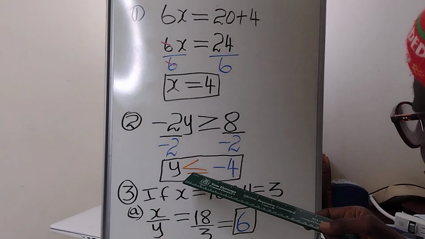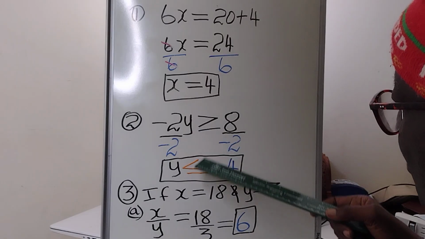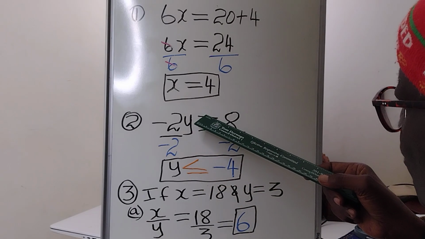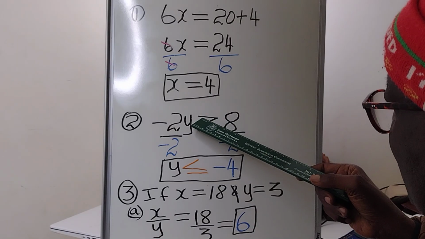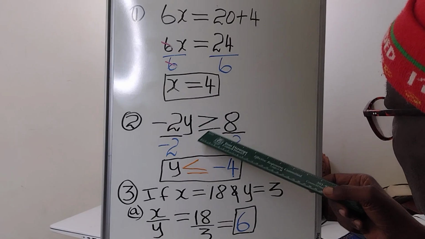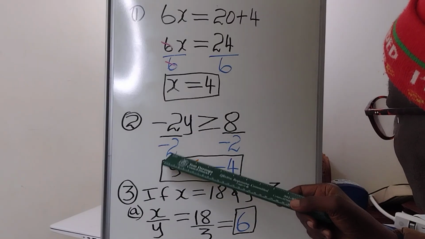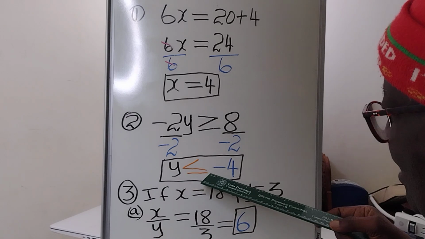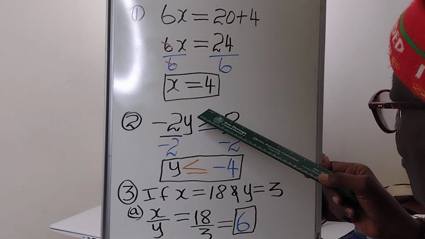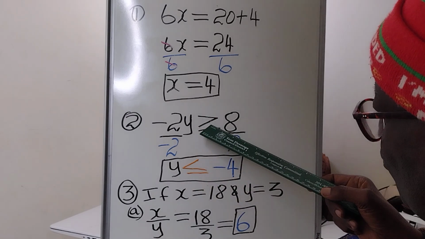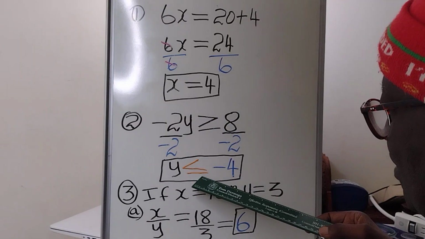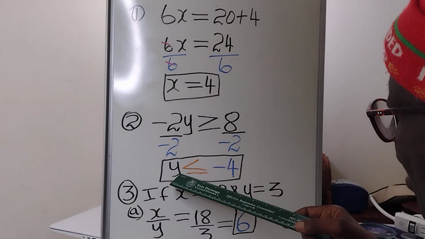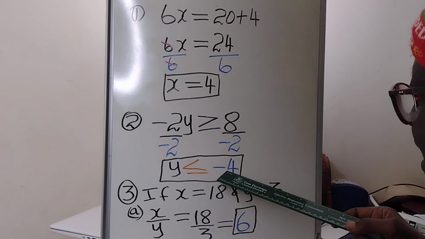Now, the most important thing we have to be very, very careful of is, take a look. We were having greater or equal to right here. After we divide by a negative sign, our sign changes direction. Can you see that? Here it was greater or equal to. Now here it is less or equal to. And finally, we have y is less or equal to negative 4.